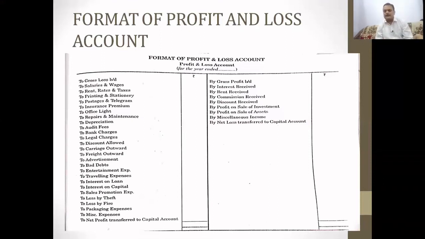If net profit is transferred to the capital account, it will be added to the capital on the liability side of the balance sheet. Or if there is a net loss, then it will be subtracted from the capital on the liability side of the balance sheet. Again, if there is net profit, it is transferred to the balance sheet under capital and added to the capital. And if there is a net loss, it is also transferred to the balance sheet under capital and subtracted from the capital, because it impacts capital negatively.